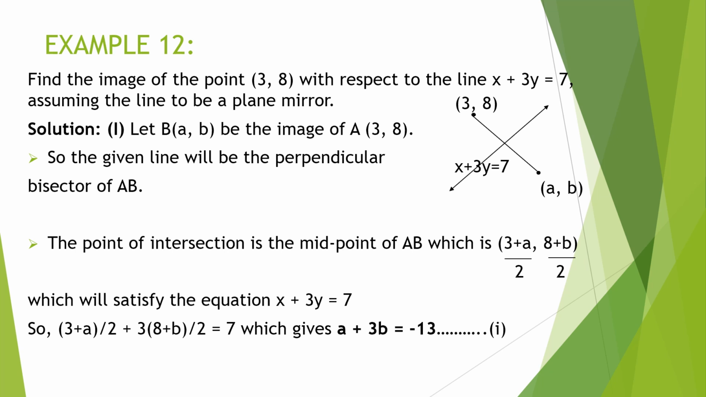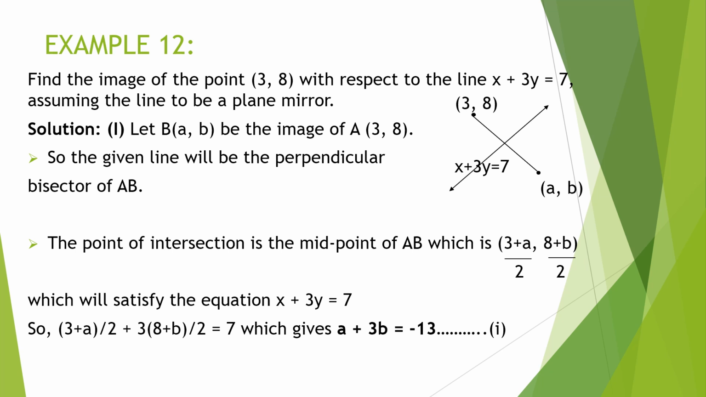So suppose B is the image of the point A which has coordinates (3, 8). So the given line will be the perpendicular bisector of AB. Why? Because you know that it acts as a mirror. So the distance will be the same. The point of intersection will be the midpoint of AB, which is, how will you find the midpoint? (x1 + x2)/2, (y1 + y2)/2. So midpoint of (3, 8) and B(a, b) will be ((3 + a)/2, (8 + b)/2).